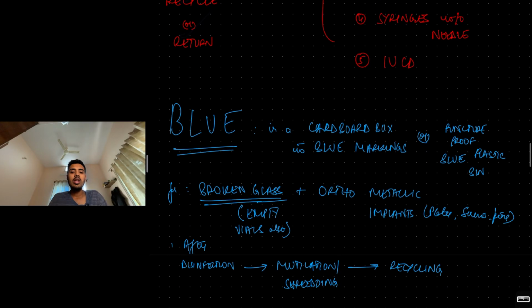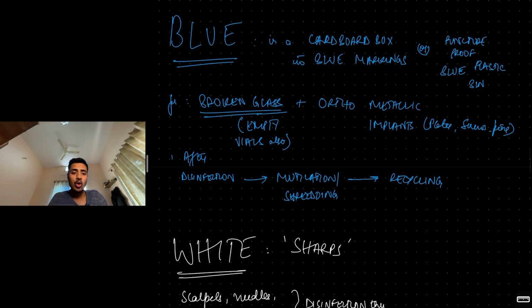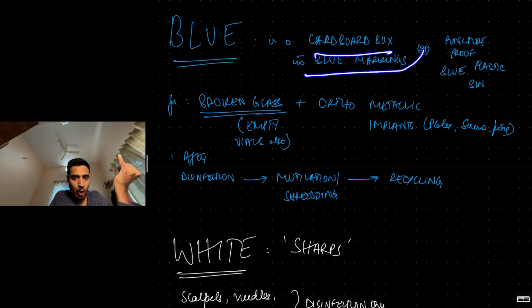Next, coming to blue. Blue, how is the bin? Either it is a cardboard box with blue markings, or it is a puncture proof blue colored plastic bin.